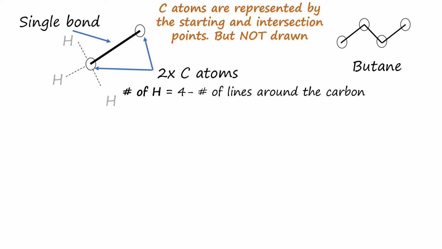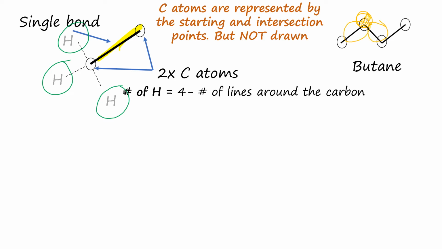For example, here this carbon is attached to only one line, which is the carbon-carbon bond. So to find the number of hidden hydrogen atoms, it's going to be 4 minus 1, so it's going to be 3. So this carbon has 3 hidden hydrogen atoms. However, if we look at this carbon, it has 2 lines, so it's gonna have 2 hidden hydrogen atoms.